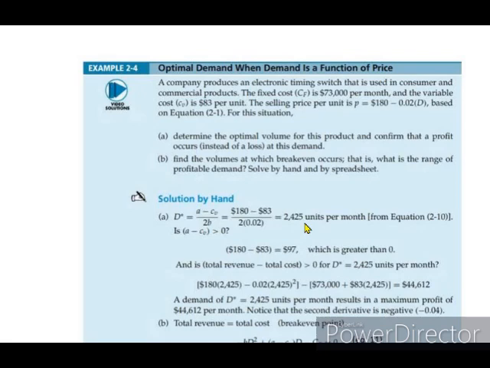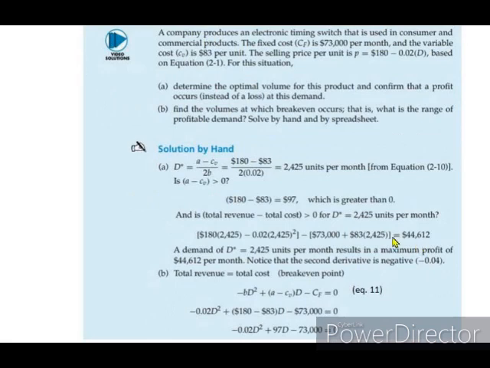So let's now confirm that it is a profit instead of a loss. So we have to ask if A minus C sub U is greater than 0. Okay, so is it greater than 0? Yes, it is, because it is $97. And is the total revenue minus total cost greater than 0 for D, which is 2,425 units per month? So here we are confirming.